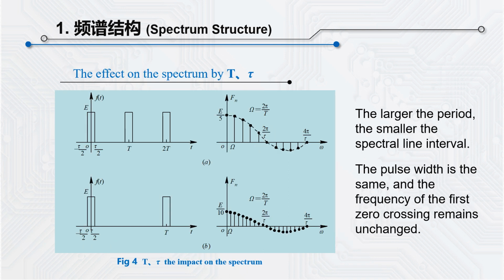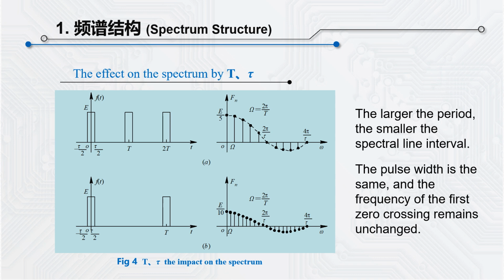Let's look at another example. Figure 4. In Figure A and Figure B, the pulse width is the same, while the period of Figure A is 1 over that of Figure B. Because of the difference in T, the interval of spectral lines 2 pi over T in Figure A is much wider than that of Figure B. The interval of spectral lines of Figure A is 1 over that of Figure B, and the first zero crossing point is 2 pi over tau. So in these two figures, the position of the zero crossing point 2 pi over tau is the same.